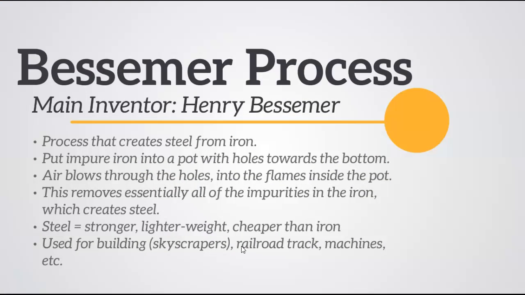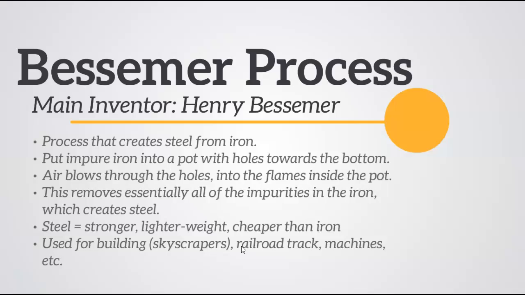And the last technology we will go through is the Bessemer process. Henry Bessemer is the main inventor here. This is the process that takes iron and produces steel from it. And this is a huge deal for building and construction. So what you will do is take something called pig iron. Pig iron is iron that has impurities. It's not perfectly clean and clear.